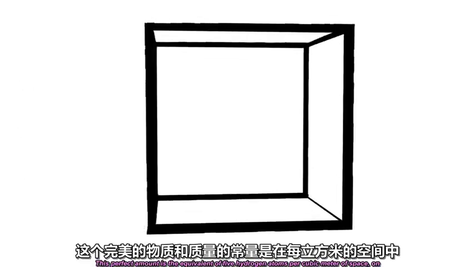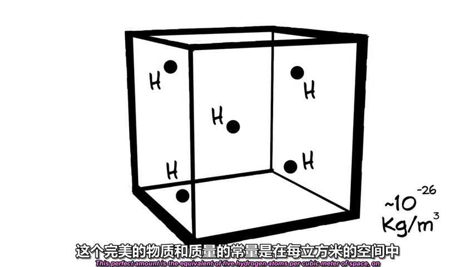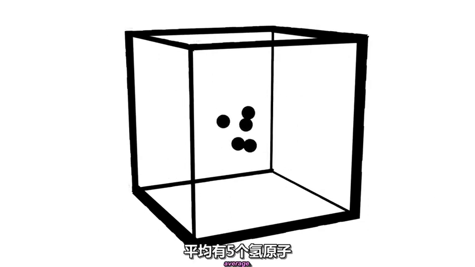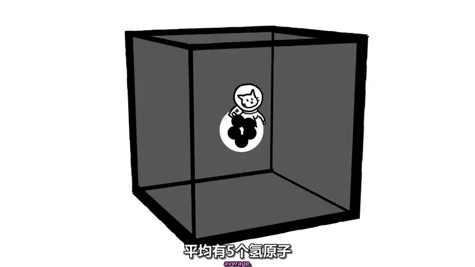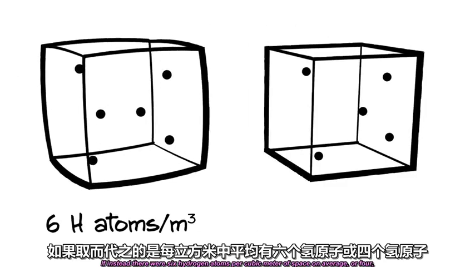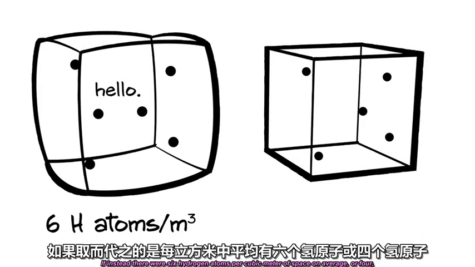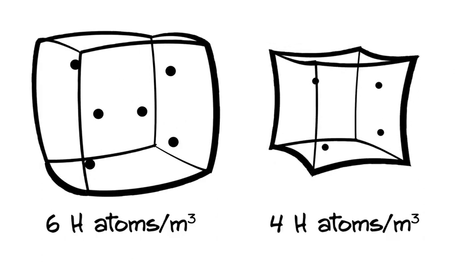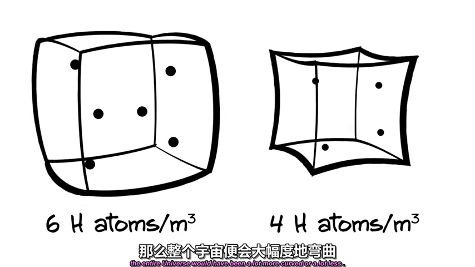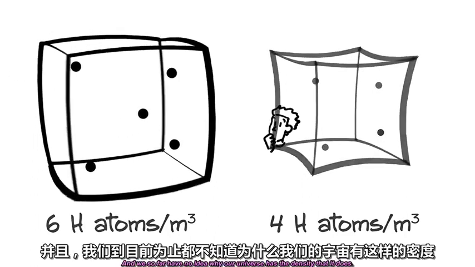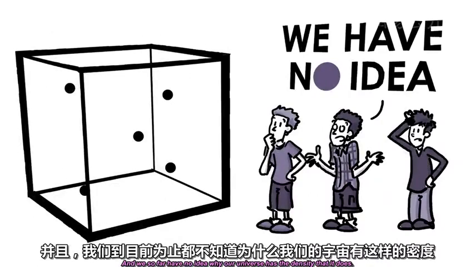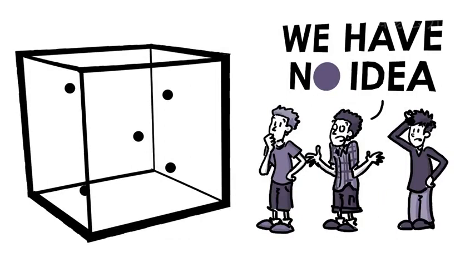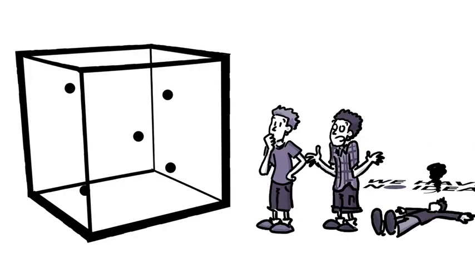This perfect amount is the equivalent of 5 hydrogen atoms per cubic meter of space, on average. Those big empty parts of space make up for all the atoms we have crammed in here around us. If instead there were 6 hydrogen atoms per cubic meter of space on average, or 4, the entire universe would have been a lot more curved, or a lot less. And we so far have no idea why our universe has the mass energy density it does. When it comes to the curvature of the universe, our knowledge falls flat.